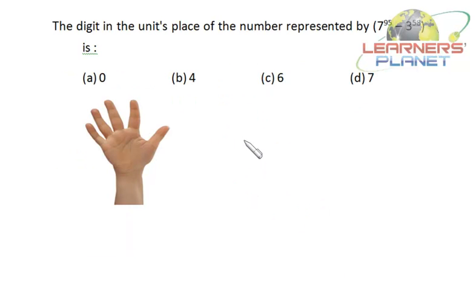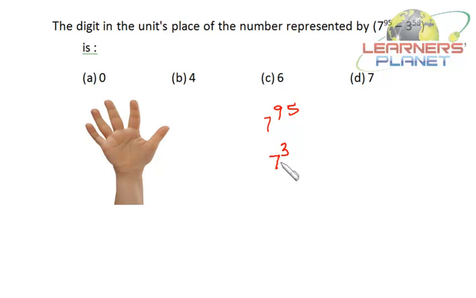Now the digit in the units place of the number represented by 7 raised to 95 minus 3 raised to 58. Okay, now let's begin to do this problem. We have been given 7 raised to 95. Let's calculate the unit digit of 7 raised to 95. What is the last number that will be divisible by 4 below 95? That will be 92. So if 95 is divided by 4, we'll be getting 3 as the remainder. So the unit digit of 7 raised to 95 and 7 raised to 3 will be same.